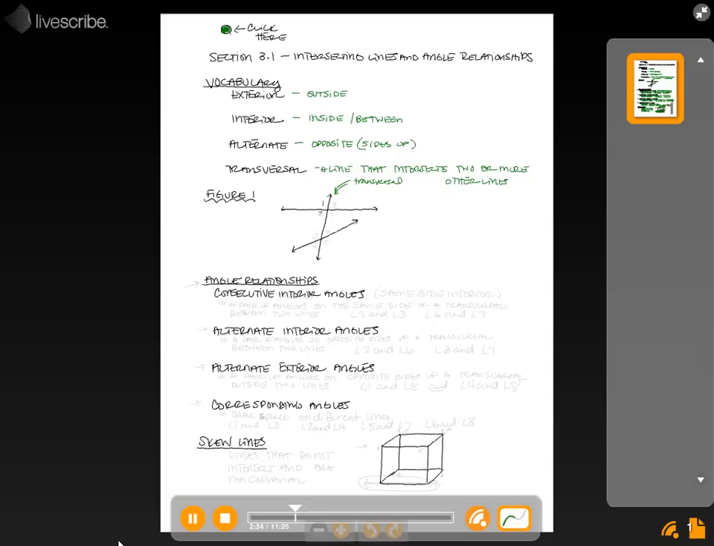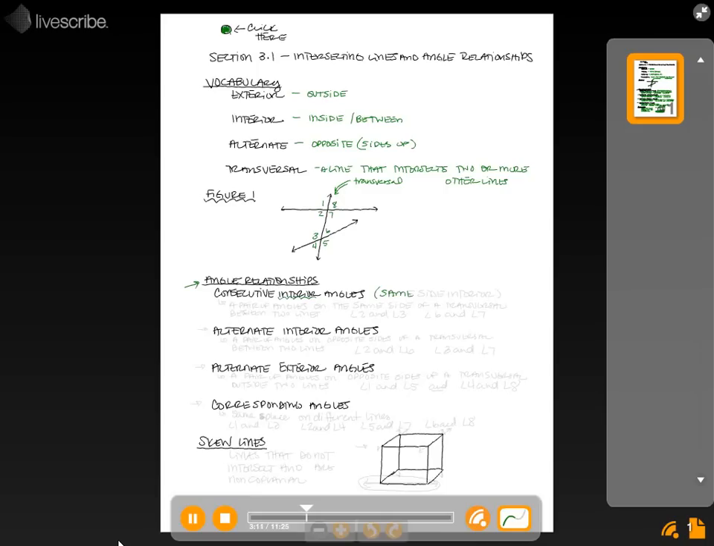Now we're going to add some numbers to these angles. We're going to add the numbers 1 through 8 and make sure that they are in the same order that we've got on our picture here. They're going down on the left-hand side, 1, 2, 3, 4, and then up on the right, 5, 6, 7, 8. Because those will be important when we talk about these angle relationships, which is the second part of our notes here. And the first angle relationship is consecutive interior angles. Notice it's got one of our vocabulary words in it, interior. That'll be important.